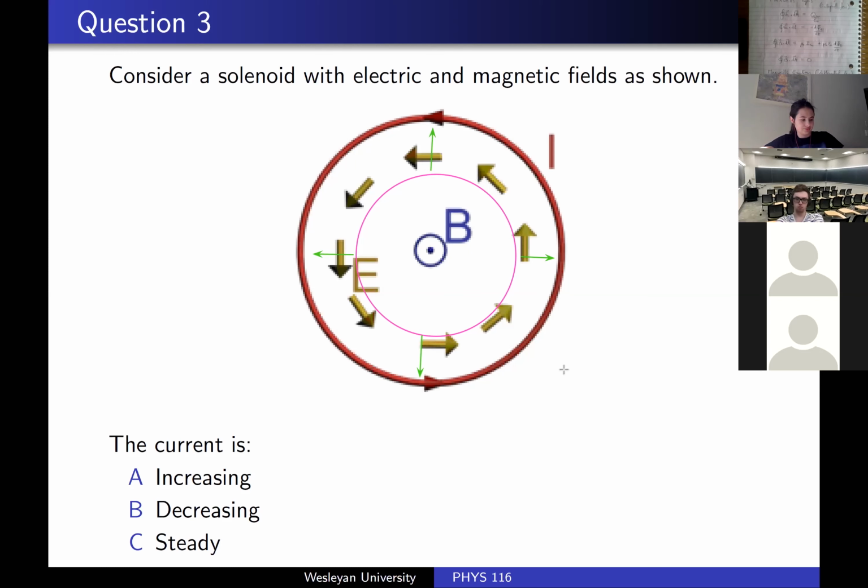So looking at the direction of the Poynting vector tells you about the direction that the energy is flowing. Here, the green arrow represents the Poynting vector. The energy is flowing away from the magnetic field inside the solenoid into the wire. So it's going back into the circuit through the wire, but it's leaving the magnetic field. And so that tells us that the current is decreasing.